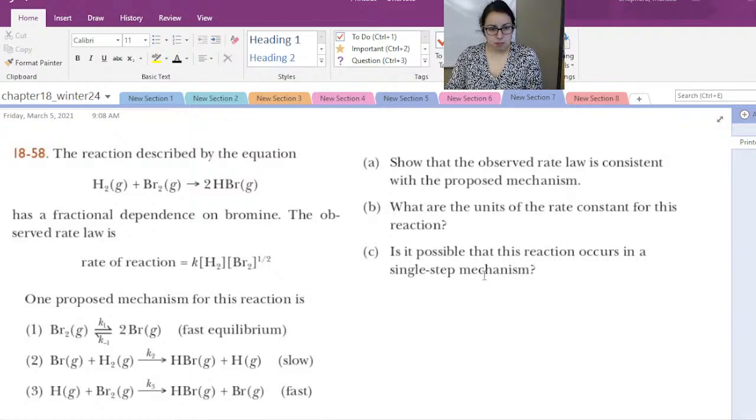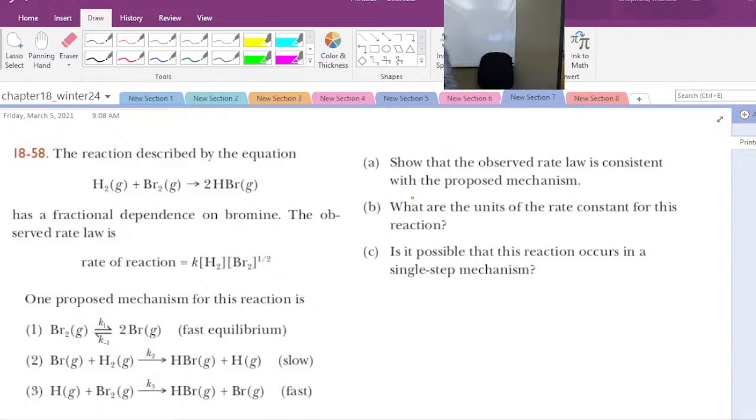So how's this problem coming along? Does anyone want to throw it on the board? Although now that I said that, I don't have any markers, do I? Someone want to put part A on the board? So how do we show that our observed rate law is consistent with our mechanism? All right, go for it. And then you can either put it on the far board. That might be better.